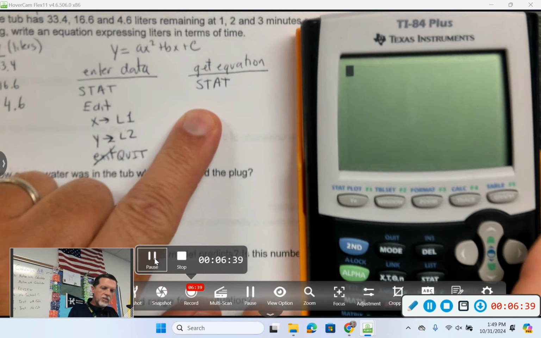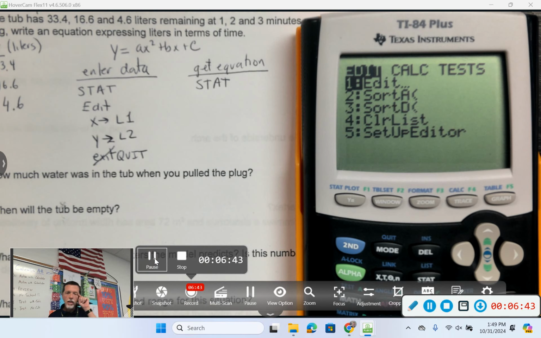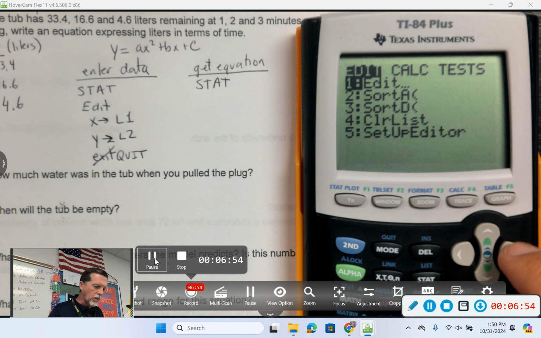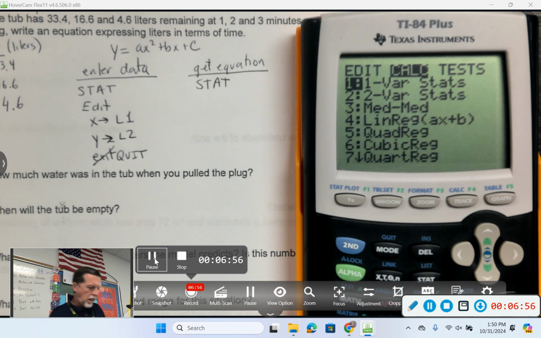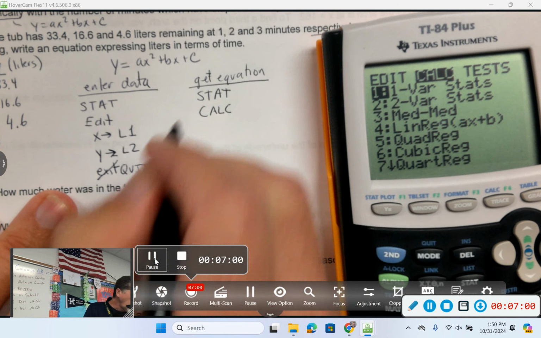So we're still doing stat stuff. I don't need to sort anything. I don't want to clear the list, right? That's pretty clear what that would do. I don't know what setup editor even does. So let's scroll over to Calc. And here's where our options are.